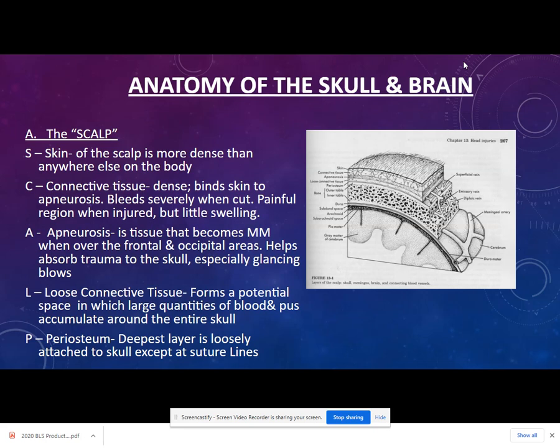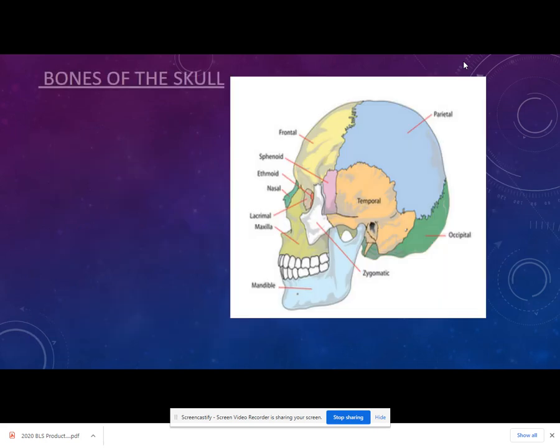Then we have the loose connective tissue, which is kind of a space that allows for some swelling and pus to accumulate, like a little bit of a cushion, or that's where the swelling can happen. This is where you get that goose egg mentality. Periosteum is the next layer, and that's the deepest layer, which is loosely attached to the bones of the cranium, except for in the suture lines. At the suture lines, it's attached very significantly and tightly.